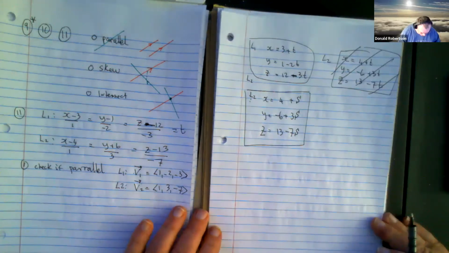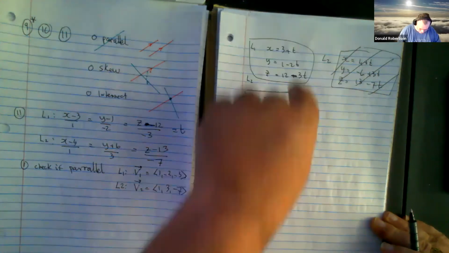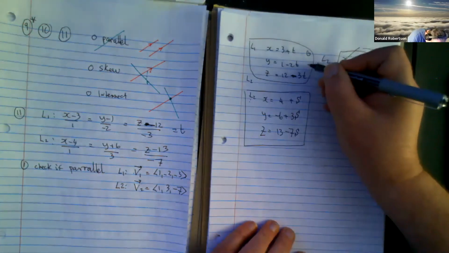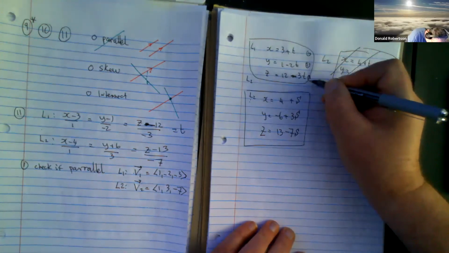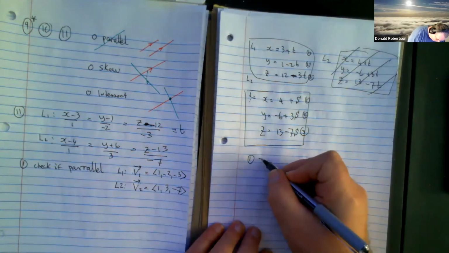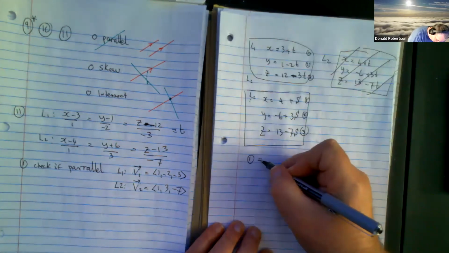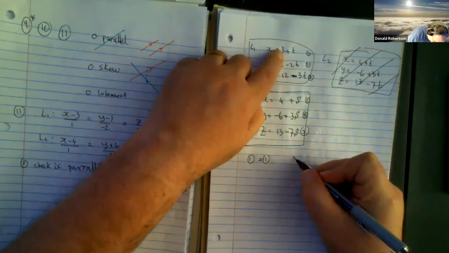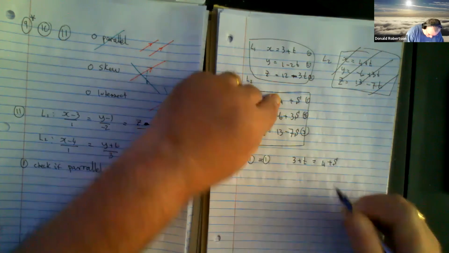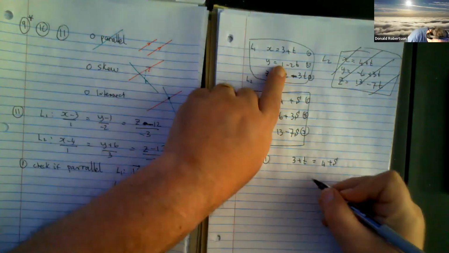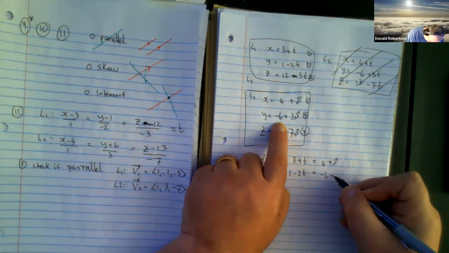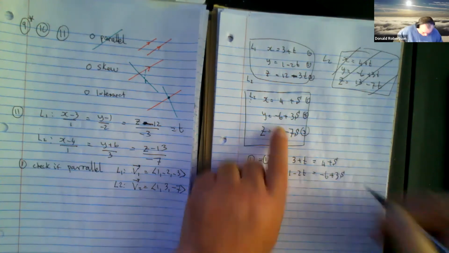Now, I said I'm going to try and find out where these two lines intersect, if they do. So I'm going to call this guy 1, 2, and 3, and I'm going to call this guy 1, 2, and 3. And I'm going to say that if they do intersect, the two ones will be equal, right? So that means that 3 plus t should equal 4 plus s. Right, so the x coordinates will be the same, and 1 take away 2t should be the same as -6 plus 3s.